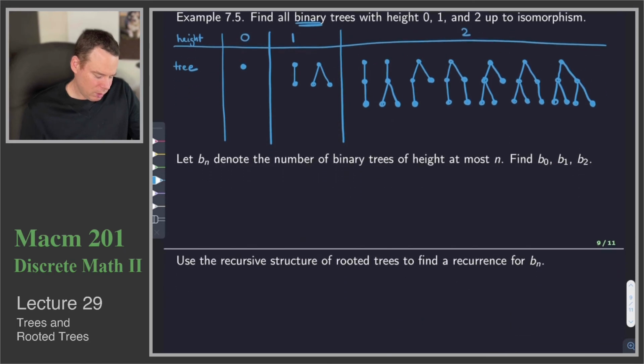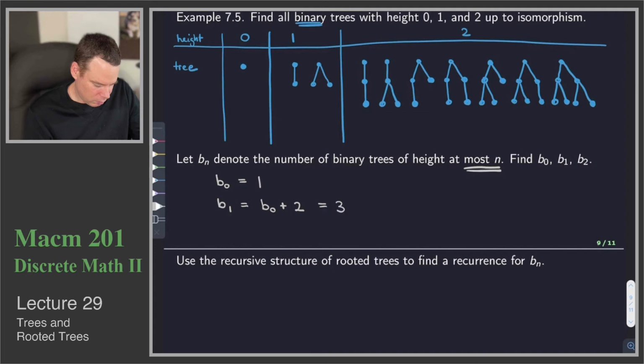Now we're going to be interested in counting these things. So the next question says, let Bn denote the number of binary trees of height at most n. Find B0, B1, and B2. So let's go ahead and find B0. Number of trees of height at most 0. Referring to our listing above, the number of trees of height at most 0 is 1. How many binary trees are there of height at most 1? Well, there's all the ones of height at most 0, plus the ones that have height exactly 1, which from above we found 2 of those. And so there's 3 in total.